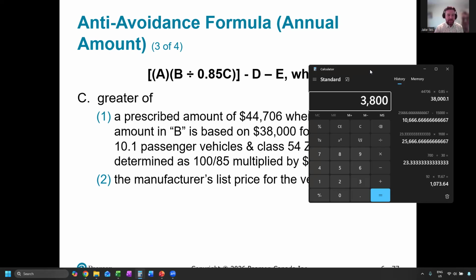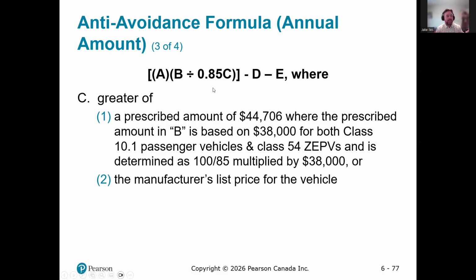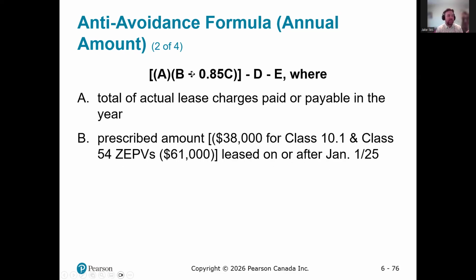So if our numerator is 38,000 and our denominator is 38,000, that's 1. Anything times 1 is itself. So as long as the cost of the vehicle is below 44,706, this calculation is going to equal our lease charges, which means there's no modification on our leases paid.